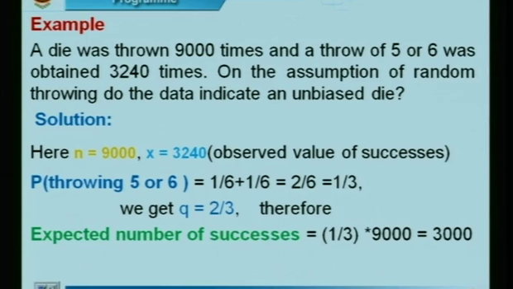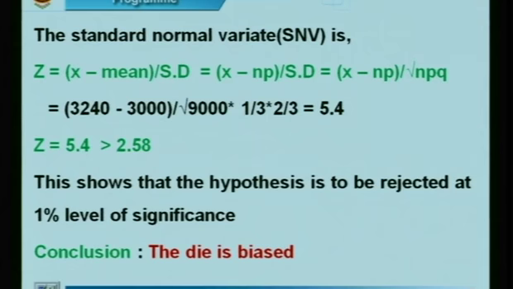It must be not an unbiased, but it must be a biased die. A biased die means the random experiment is not properly conducted. The final declaration or conclusion, we can say the die is biased.